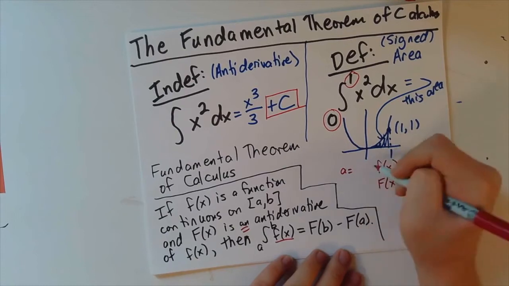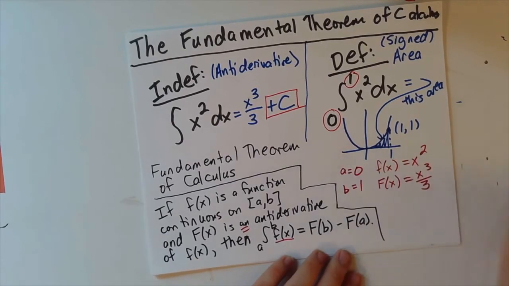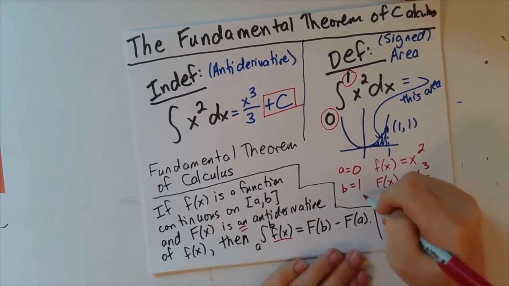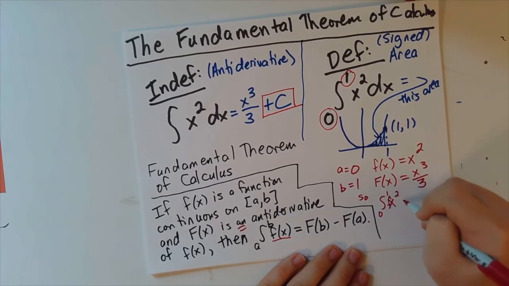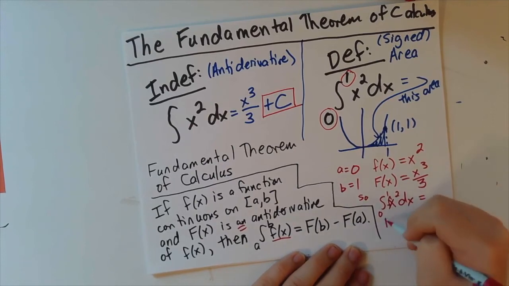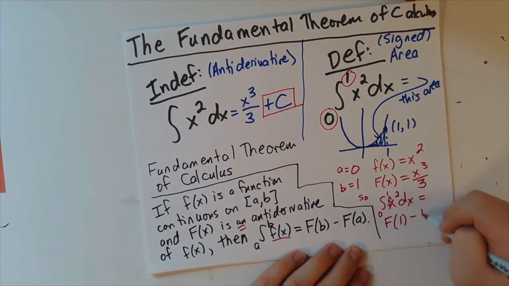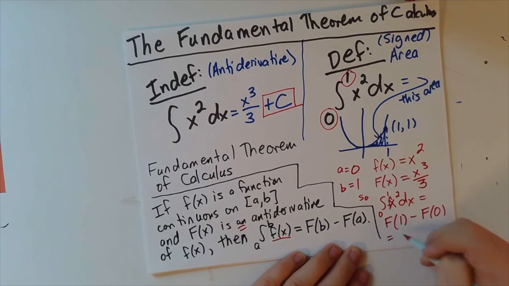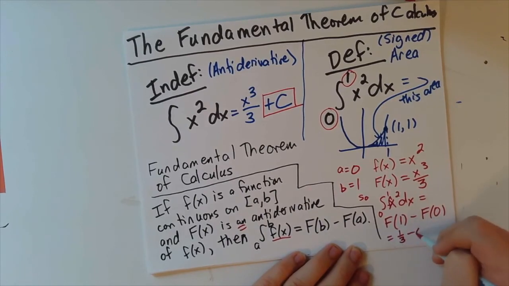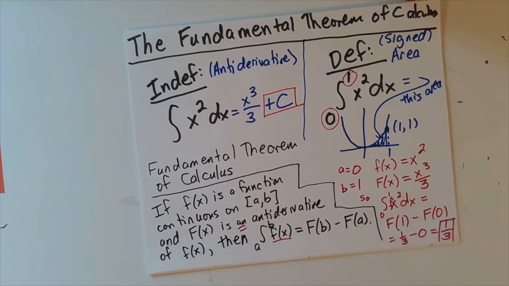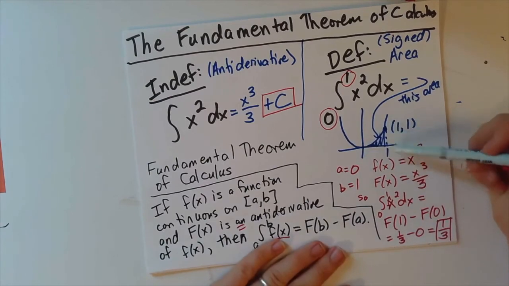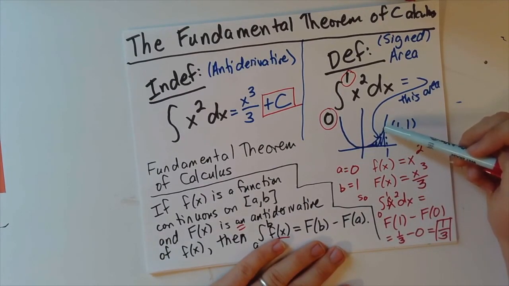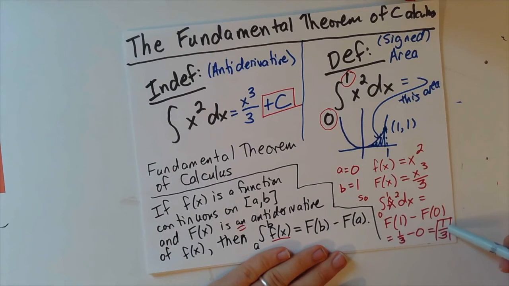A is 0, b is 1. And so the integral from 0 to 1 of x squared dx is big F of 1 minus big F of 0, which is 1/3 minus 0, which is 1/3. So our conclusion is that the area under this one particular bit of the parabola, y equals x squared, is exactly 1/3.